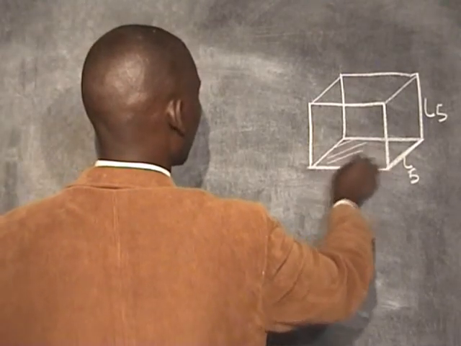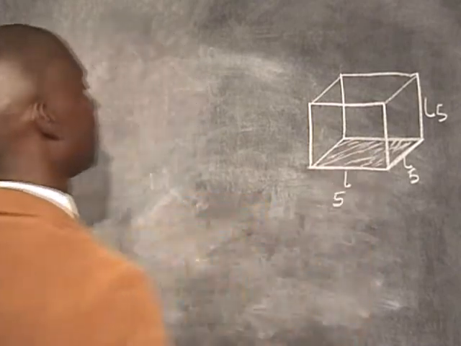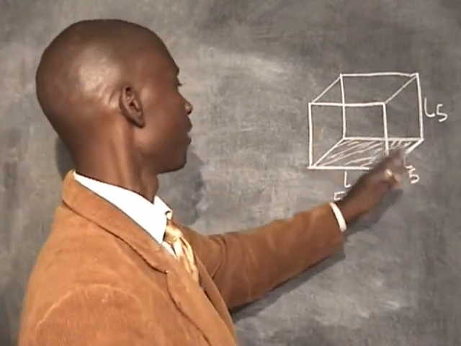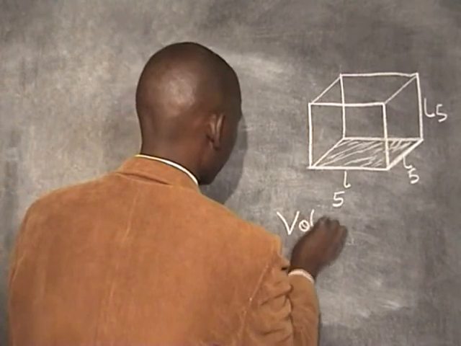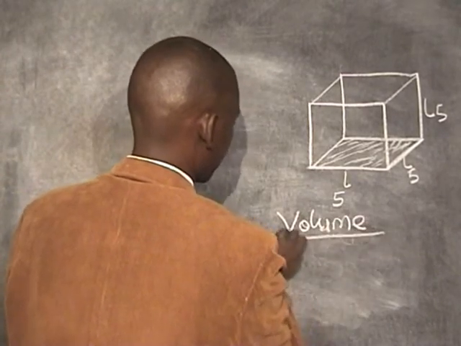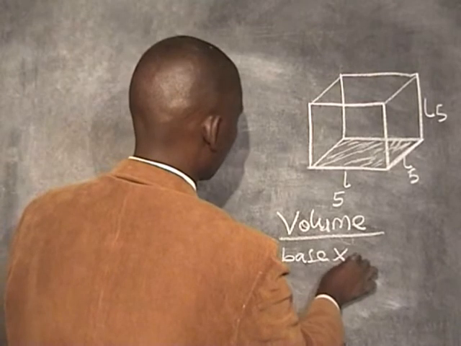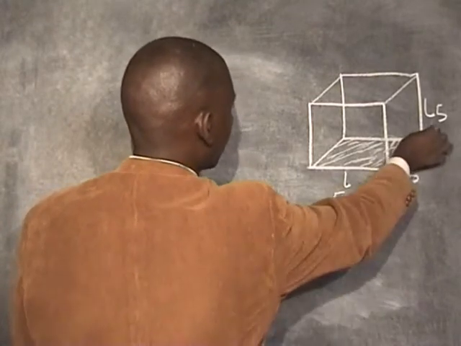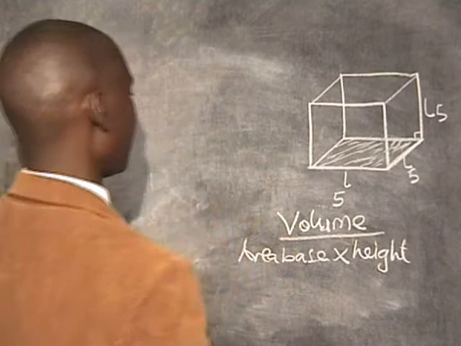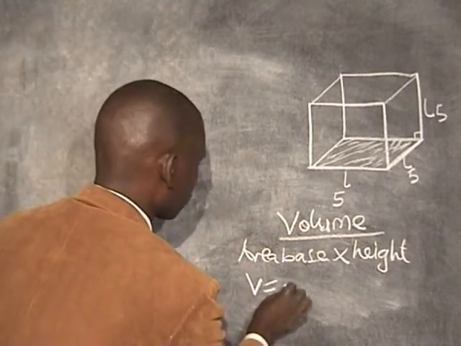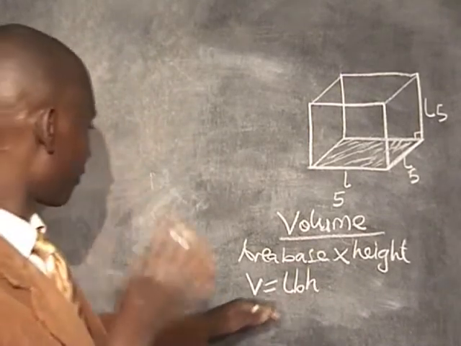So allow me to shade this base. This is the base in a square form, of which you know that the base area is L times B. Then to get volume, it is base area multiplied by the height. So volume is given by base area multiplied by perpendicular height, meaning the height which makes an angle of 90 degrees. So to cut short, volume is equal to L times B, this is area of the base, multiplied by the height.